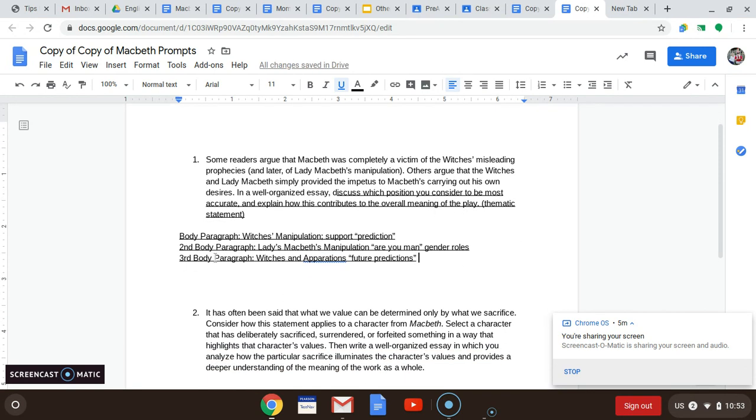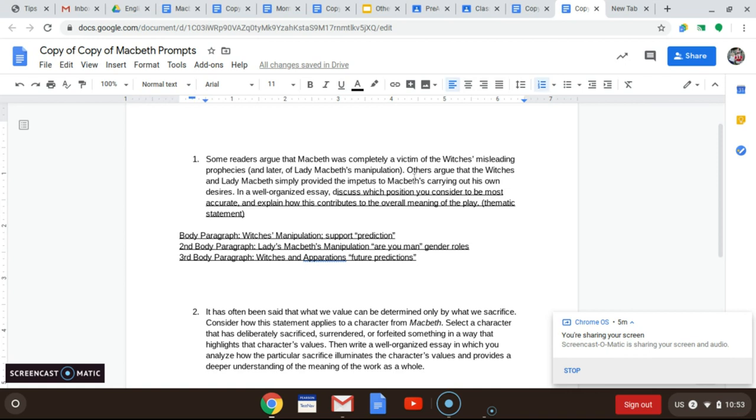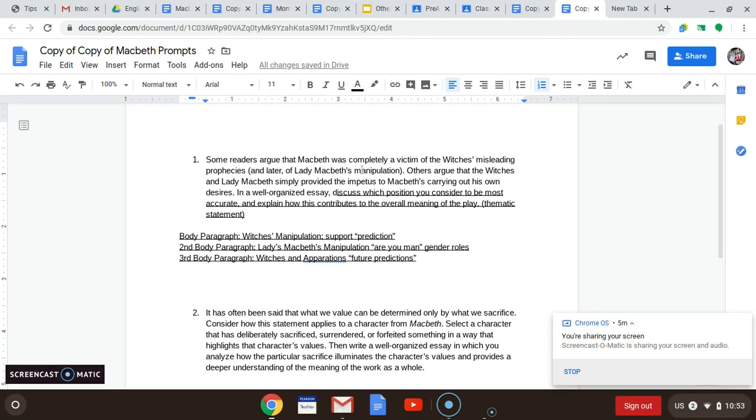So there's one way. Or you could argue that Macbeth was totally responsible for carrying out his own desires, and that Lady Macbeth and the witches just kind of provided motivation. So you could kind of tie in Macbeth was responsible here, but the witches told him this.